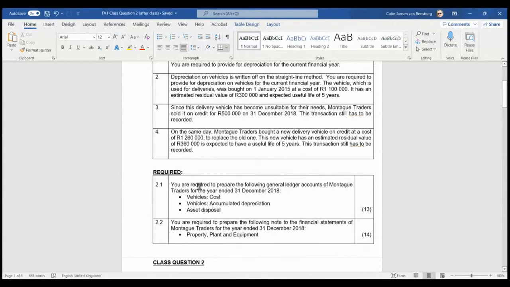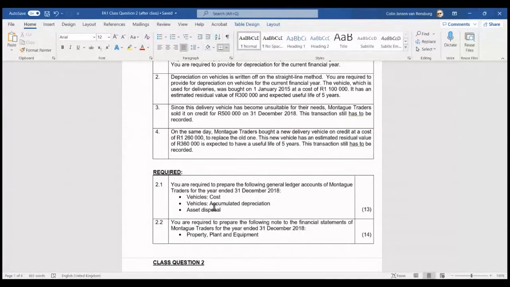They say you are required to prepare the following general ledger accounts of Montague Traders for the year ended 31st of December 2018. Vehicles, cost, vehicles, accumulated depreciation, and the asset disposal account. And I said last week we're going to go a little bit further than that, just to illustrate the whole process of recording transactions and events. So we're also going to do the journal entries, even though they're not required for the question. I want us to do that as a learning exercise, right?